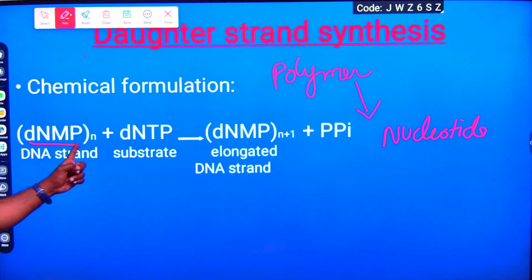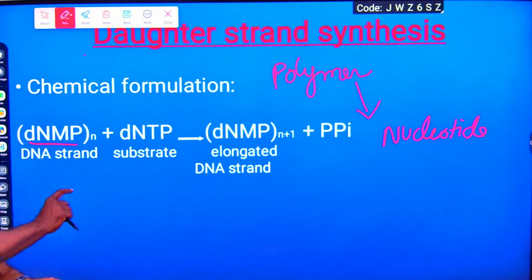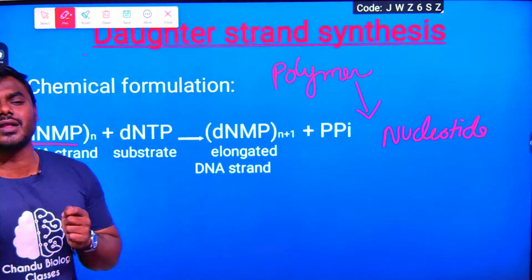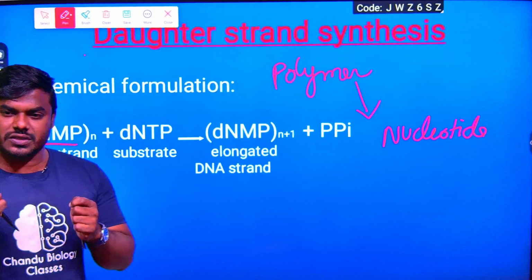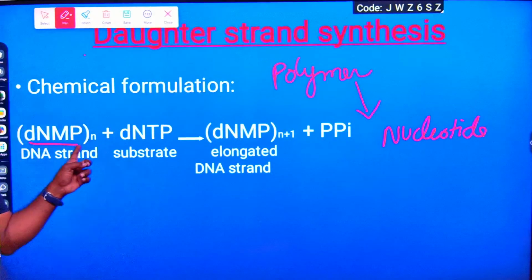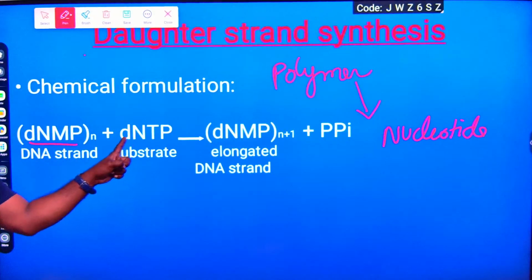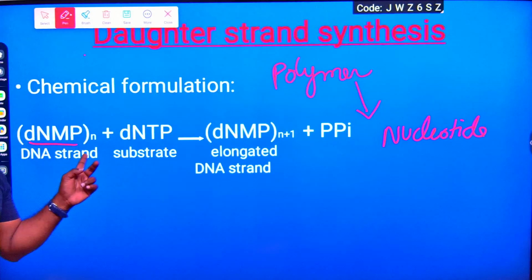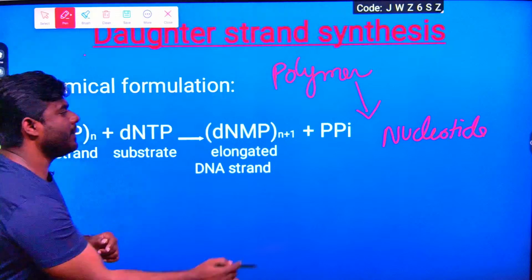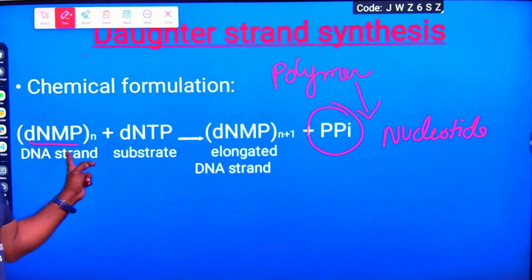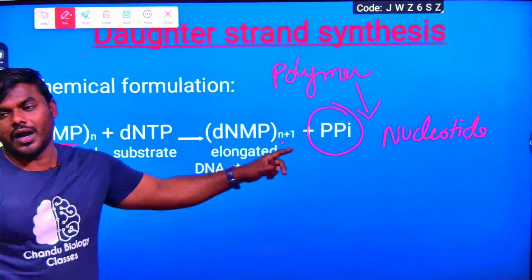We will discuss it elaborately: dNMP means deoxyribonucleotide monophosphate. N represents the number. This is the first nucleotide. Every one of you remember, when one nucleotide is added to another nucleotide, it always comes in the triphosphate form. That is dNTP, deoxyribonucleotide triphosphate. Three phosphates are present, but only one will join. How many will be released? Two will be released in the form of PPi. So we added this also, and it will become N plus 1 and so on.